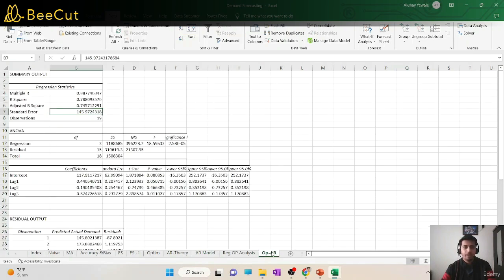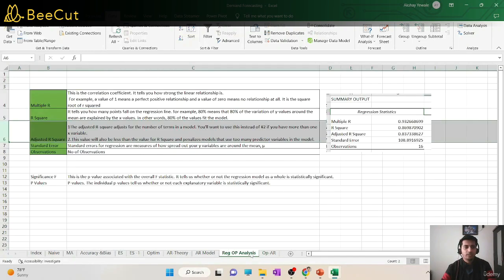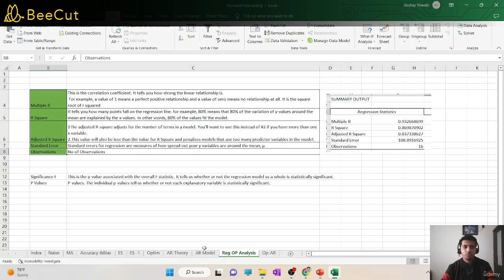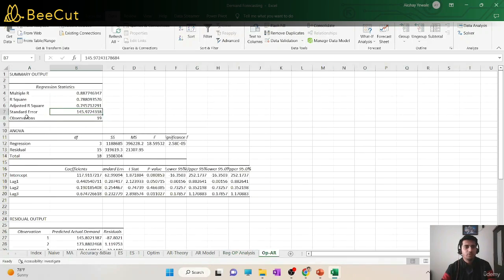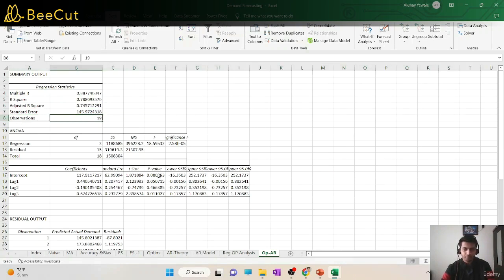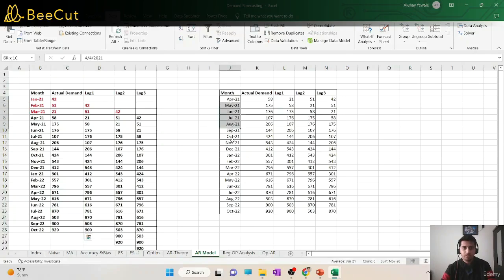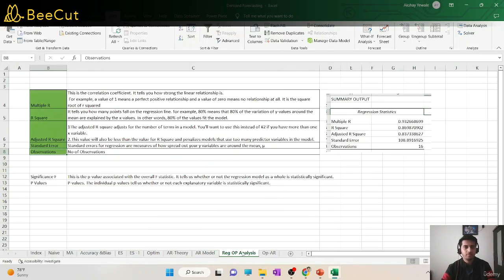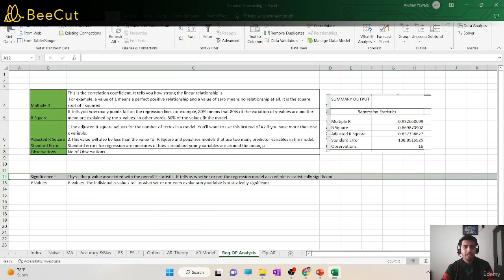Okay, now what is the next one? Then there is observations. This tells the number of observations which you have used for predicting the model, which is 19. So 19 observations we have taken. Perfect. Now next is the significance F value.